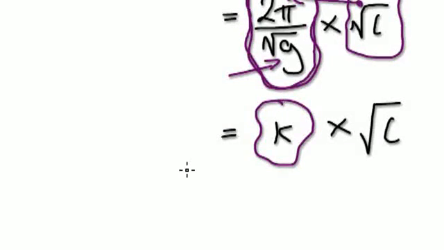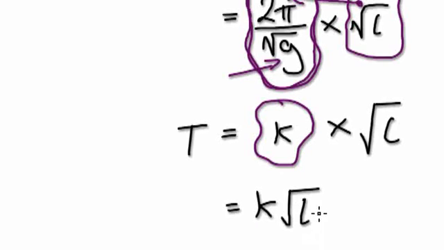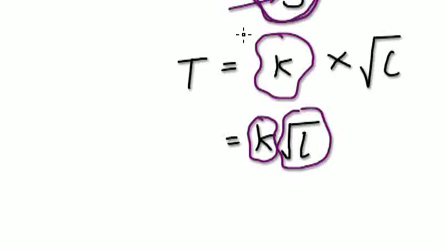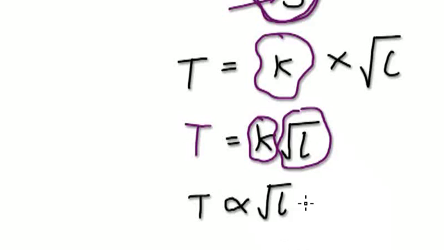So this is T, and then you've got K. You can write it as K root L. When you write this next to a square root, it basically means times. So here you've got K times root L. So once you're here, you can actually say T is proportional to the square root of L.